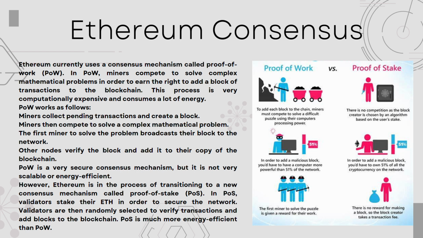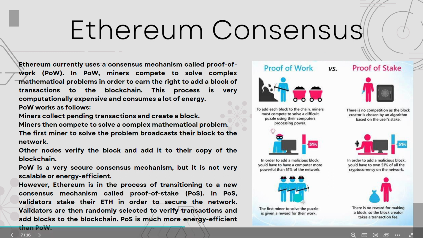requirement of computation. However, Ethereum is in the process of transitioning to a new consensus algorithm known as proof of stake. In proof of stake, validators stake their ether in order to secure the network. Validators are then randomly selected to verify transactions and add blocks to the blockchain. Proof of stake is much more energy efficient than proof of work. So here we differentiate between proof of work and proof of stake and show how the process works.